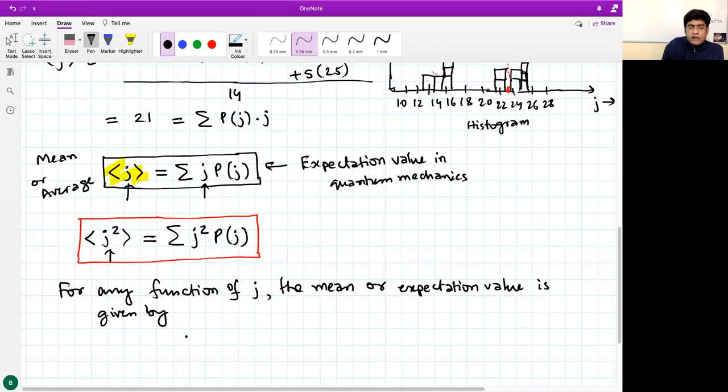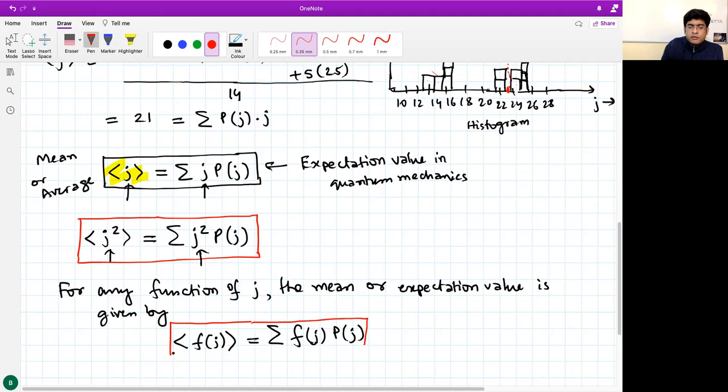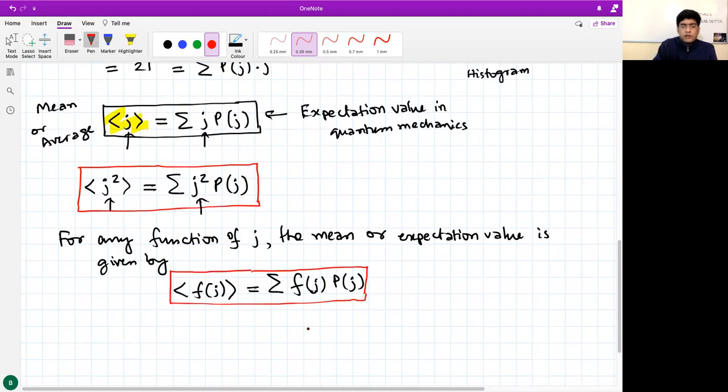So if any function of j is there, let's call it f of j, and we take the mean, we simply put f of j, like we had put j square, and then we have pj. This is the general formula for finding the mean of any function. We sum over all the values of the function along with their probability. This is something we'll be using during the course.